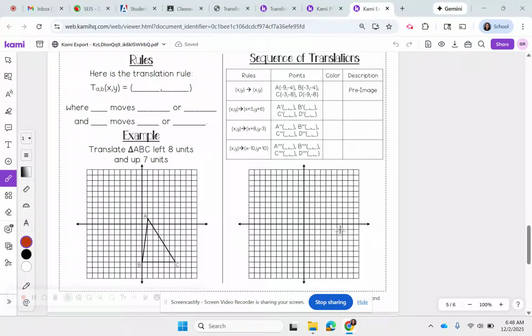All right, good morning, class. So we are going to be filling out the second part of the notes that we started yesterday. So this is going to be in the actual little booklet that we have. And so we're going to go ahead and start with the rules of our translations. Okay. So we're going to be filling in the blanks right now.